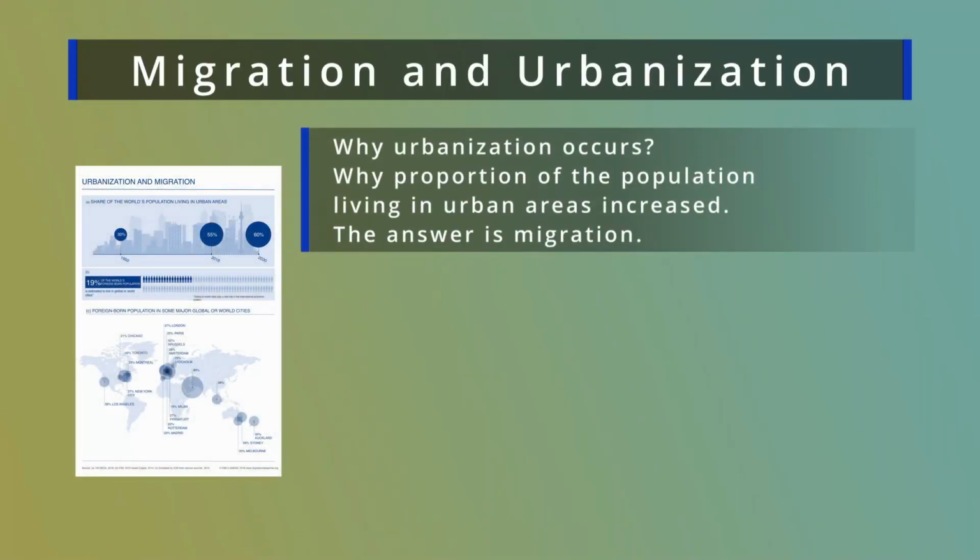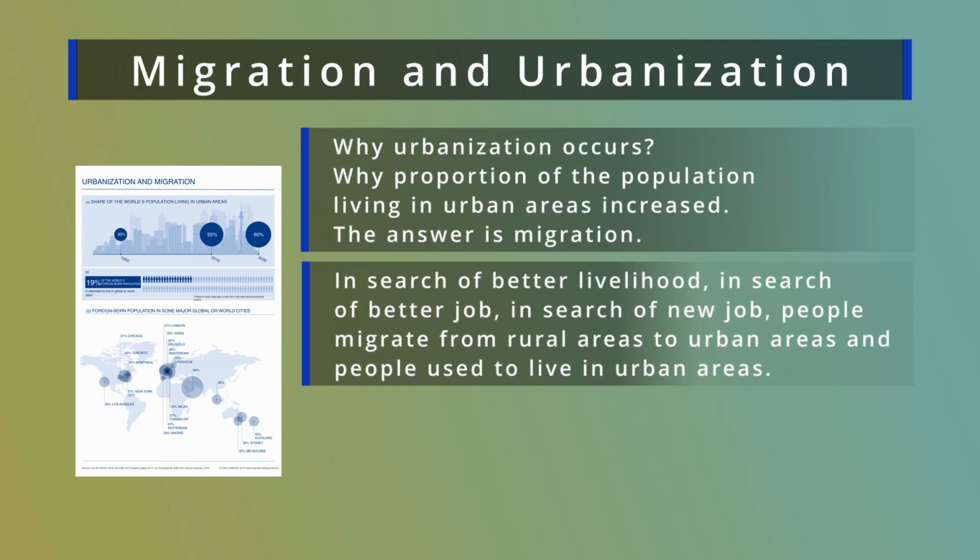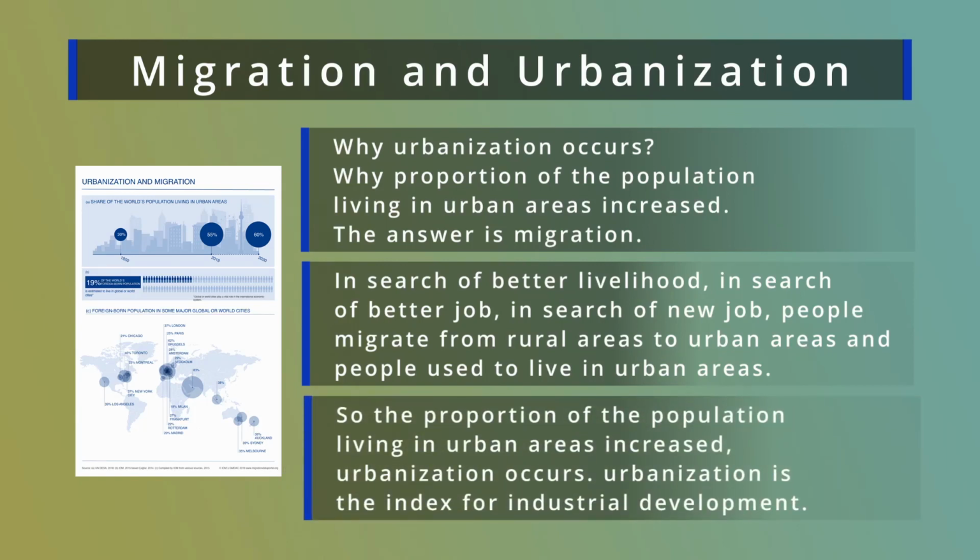Now you must have a question in your mind: why does urbanization occur, why did the proportion of the population living in urban areas increase? The answer is migration. In search of better livelihood, in search of better jobs, in search of new jobs, people migrate from rural areas to urban areas, and people come to live in urban areas. So the proportion of the population living in urban areas increased. Urbanization occurs. You know, urbanization is the index for industrial development. So how far an economy is successful in implementing industrialization can be proxied by urbanization. So urbanization occurred during the third stage.